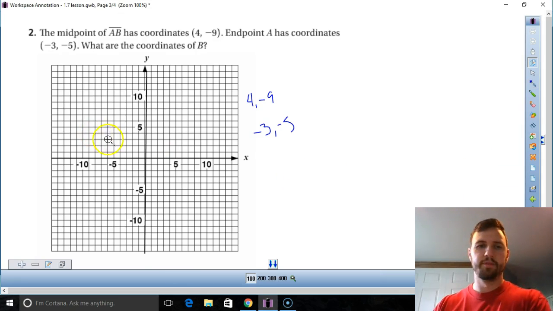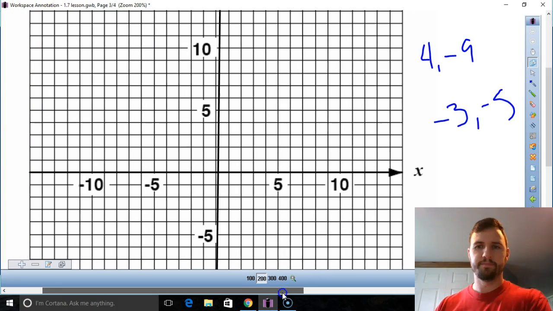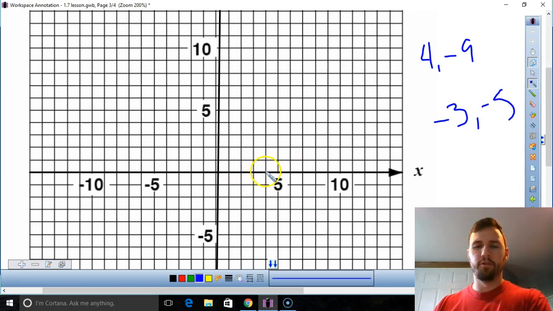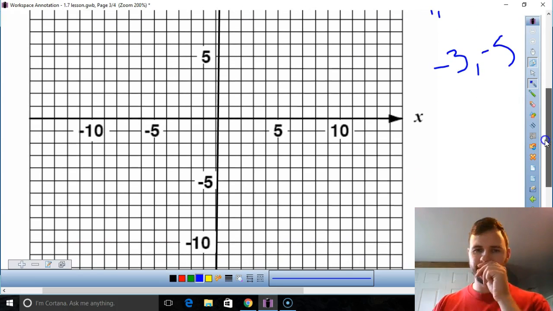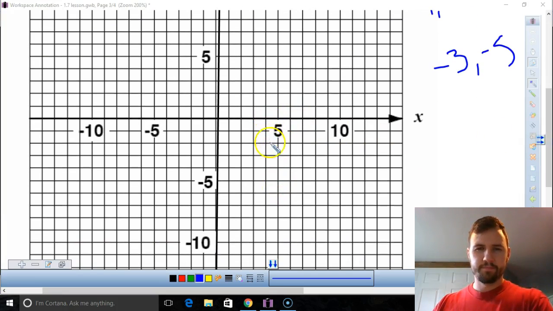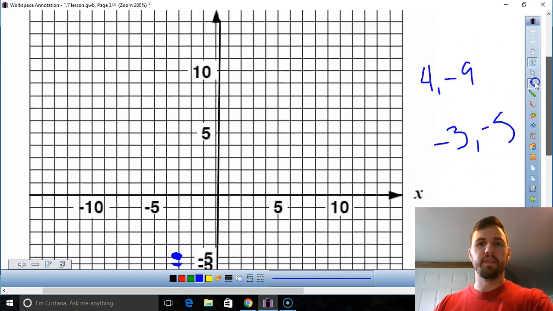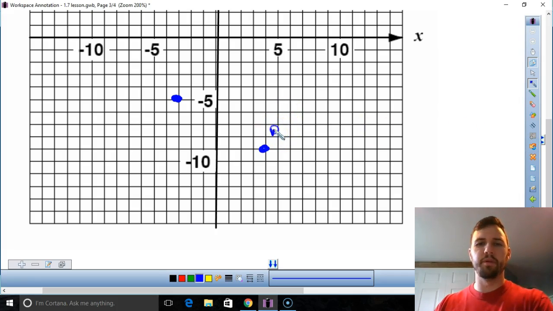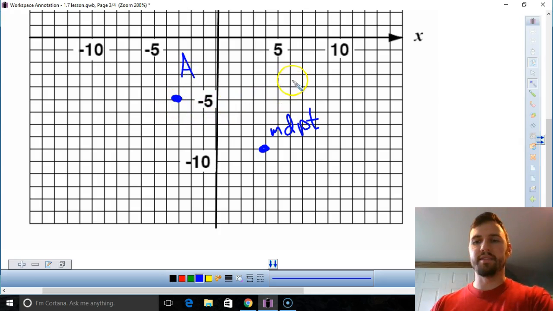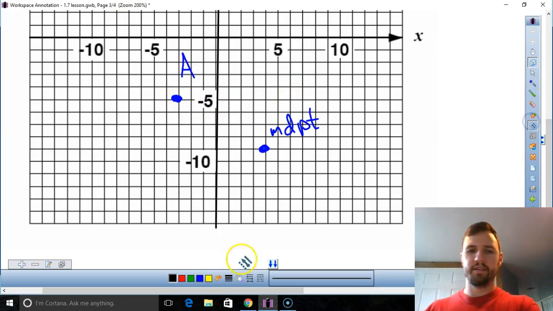Tools. Zoom. Yeah. So I have the point 4, negative 9. Negative 3, negative 5. Right? Which one's my endpoint? That's the midpoint. That's not going to fit. So this is our midpoint. This was A. And we got to find B. I'm going to cheat here.